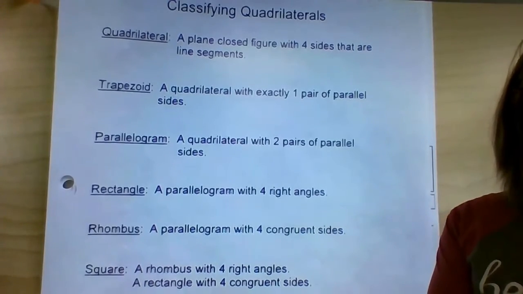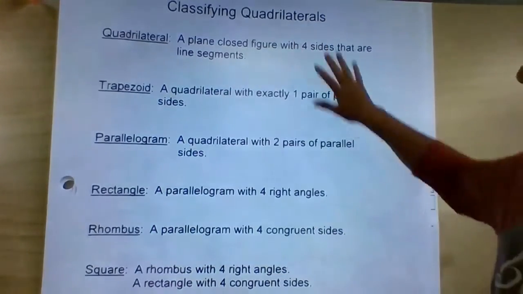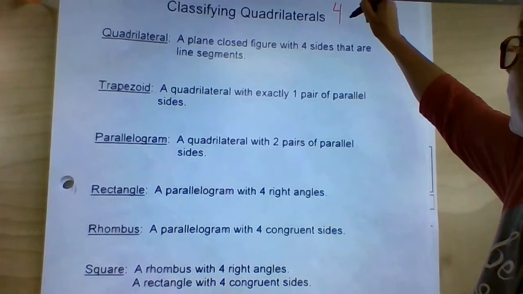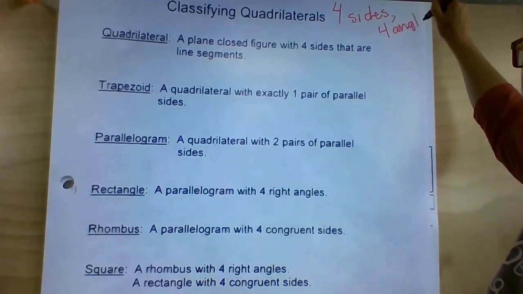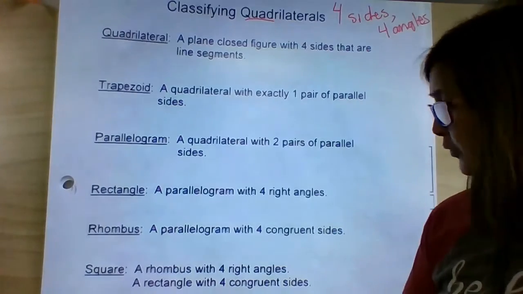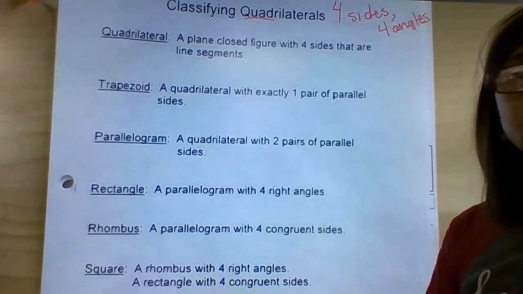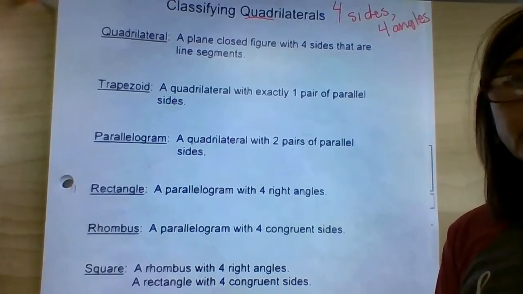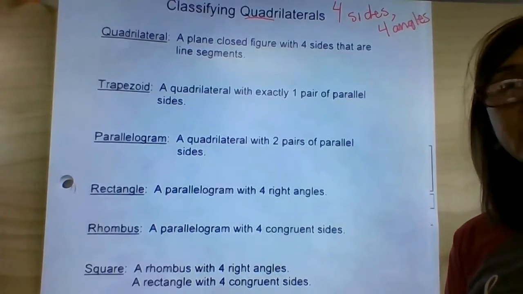All right, a trapezoid is another type of quadrilateral. So everything that you see on this paper is a quadrilateral. It means four sides, four angles, okay? So quad means four, okay? So any quad has four sides, four angles, and so a trapezoid is a type of quadrilateral, a parallelogram is a type of quadrilateral, a rectangle, a rhombus, and a square. Those are all types of quadrilaterals, and we are going to classify them on a chart in a little bit here.